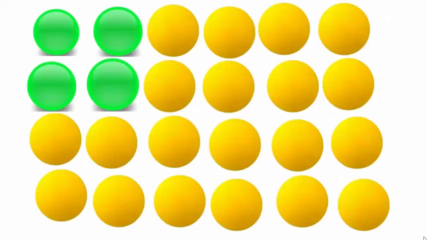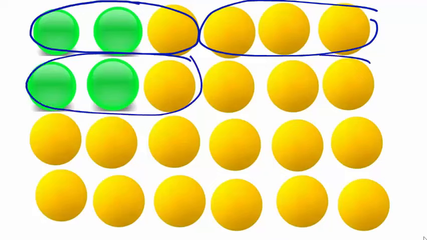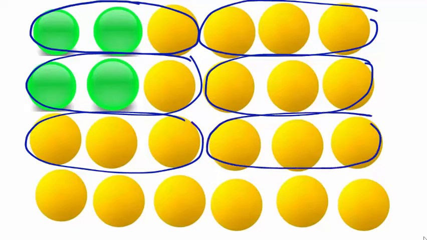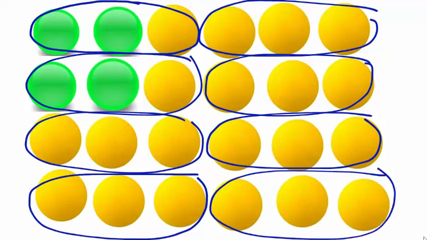So, I started grouping the 24 balls into groups of 3. So right here I have a group of 3, another group of 3, and so on. So, I have 8 groups of 3. No balls are left behind.